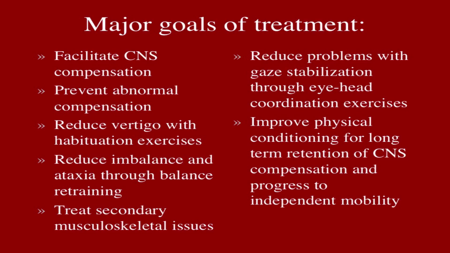And then treating any secondary musculoskeletal issues. So that example I gave where somebody's doing this, if they've done that for a long time, you can bet I'm going to have to get up into the musculature and help get that right again. Their levator scapulae or their upper trap, some muscles in there are going to be very tight and just adapted to that shortened position. And I'm going to have to help get that back to its normal length tension relationship so they have the ability to move their cervical spine through its range of motion. We got to reduce problems with gaze stabilization and improve physical conditioning just so they have the long-term retention of those new skills that they've built up in their central nervous system.